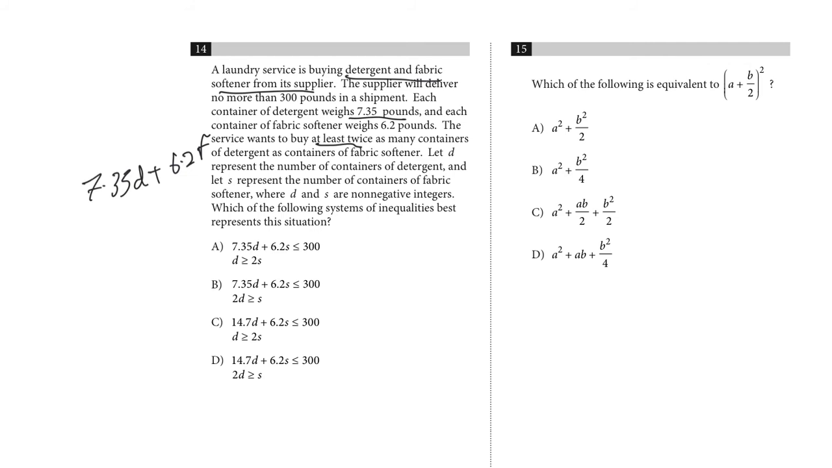Okay, so we can eliminate C and D because 14.70 doesn't make sense, and we have twice as many. Again, I'm saying this: twice as many detergents as fabric softeners. So the number of detergents is more than the number of fabric softeners. So D has to be greater than S. And if 2D is greater than or equal to S, that means the value of S is more than D, but that's not the case. So it should be A for this. The answer should be A for this question.